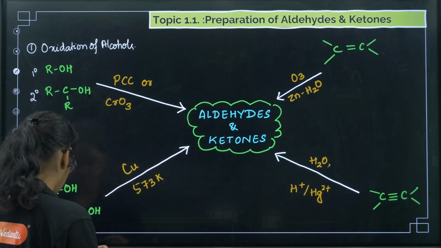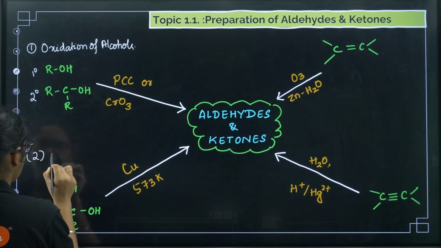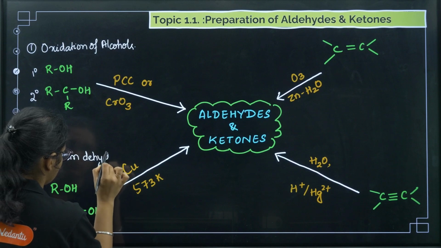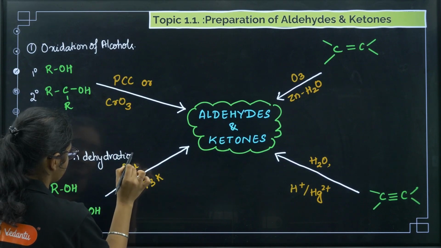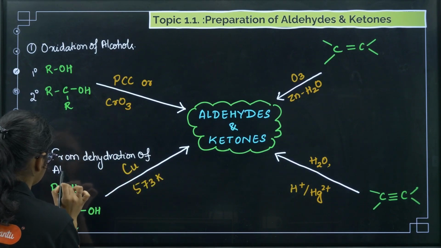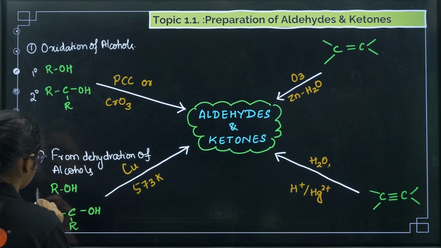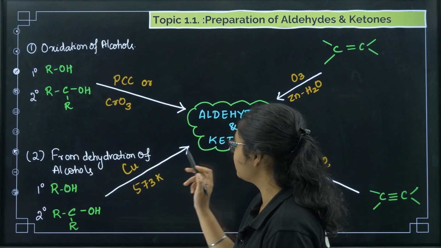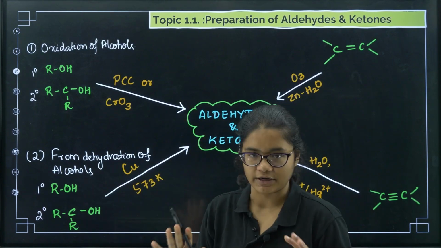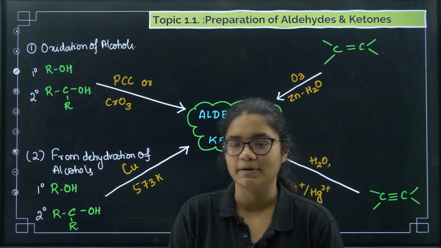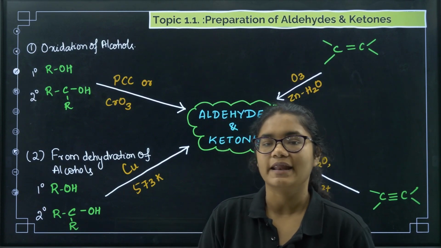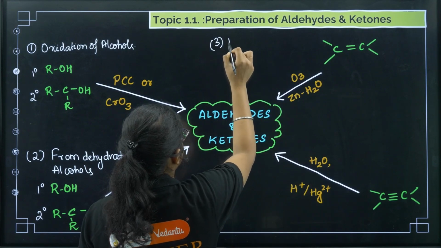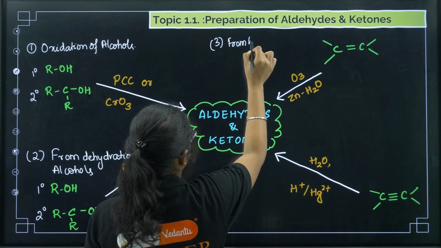Now the second method is from dehydration of alcohols. Here also you should remember primary alcohols and secondary alcohols. Primary alcohols will give you aldehydes and secondary alcohols will give you ketones. The dehydrogenation reagent uses copper at 573 Kelvin. Next, the third one is from hydrocarbons.